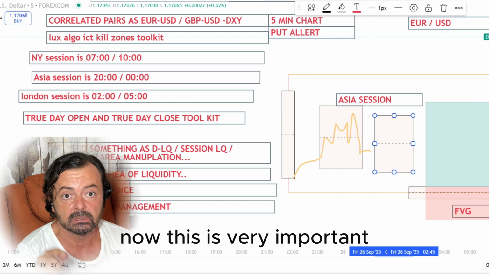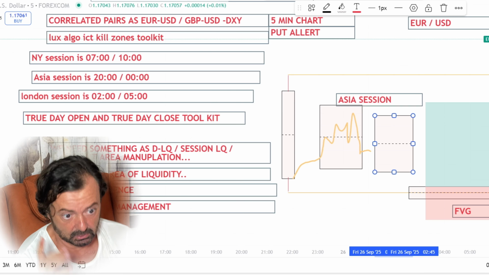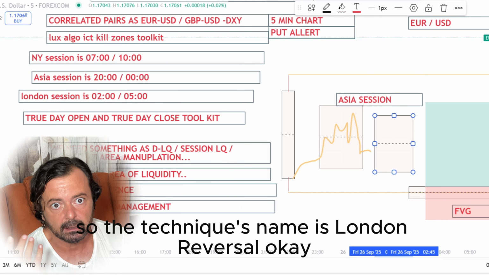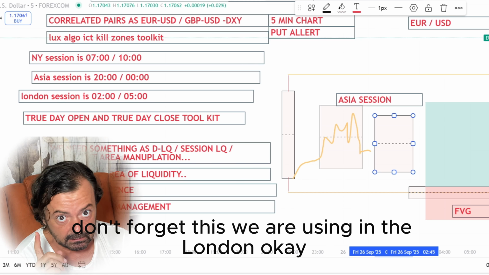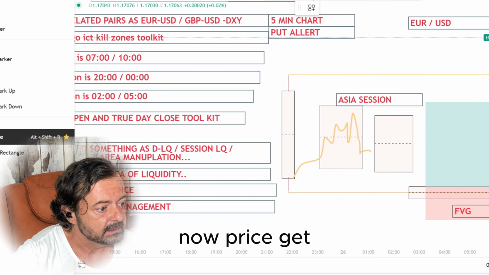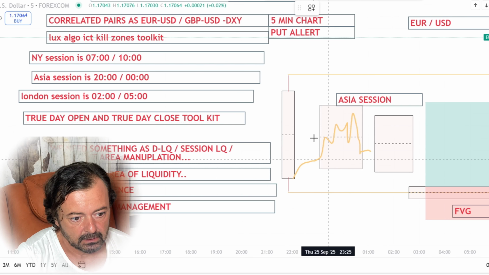Now, this is very important. We are using this only in the London session. So, the technique's name is London reversal. Okay, don't forget this. We are using it in the London. Okay, now price gets this area.